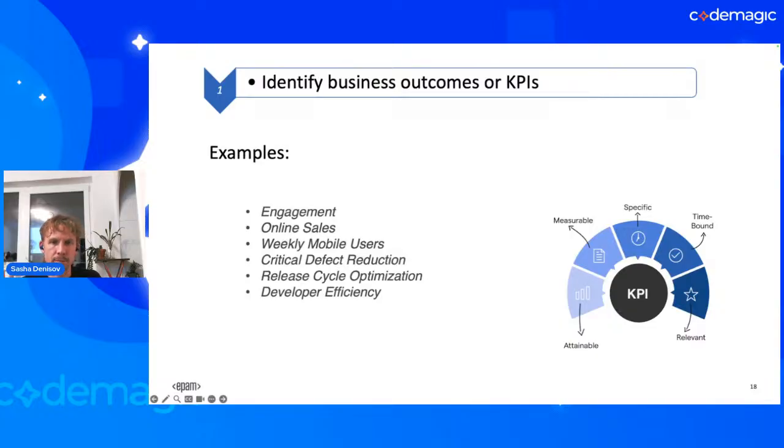What else? Online sales. You want to increase how much people buy through your app or site. Weekly mobile users. You want more people using your application regularly. Critical defect reduction. You want fewer bugs and a more stable, reliable experience for users. Release cycle optimization. You want to release updates faster and more smoothly. Developer efficiency. You want your devs to be able to ship more features with less effort. Yeah. All of them are kind of KPIs.